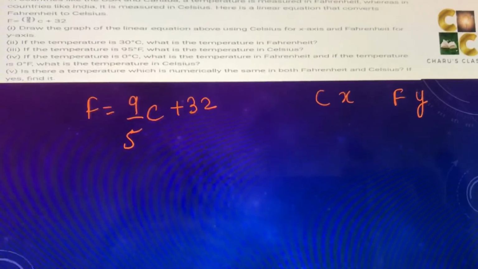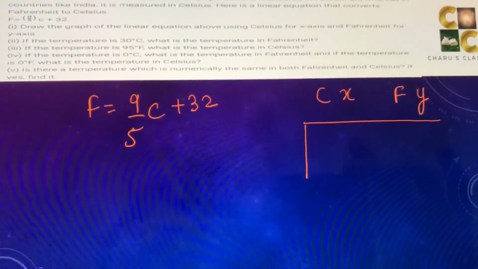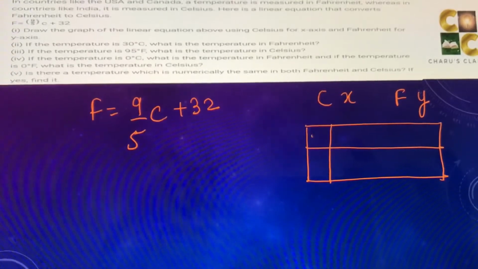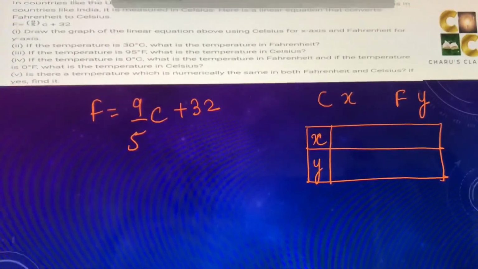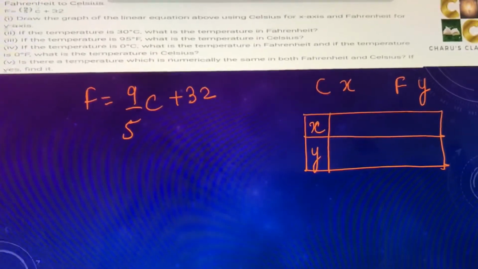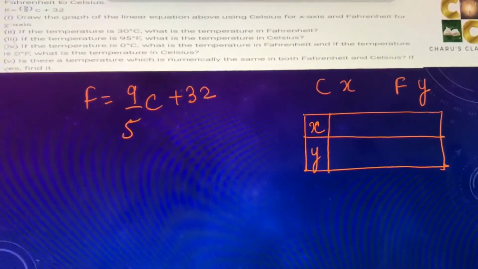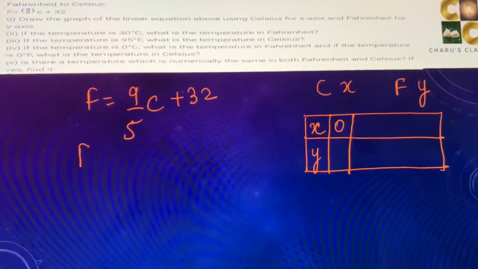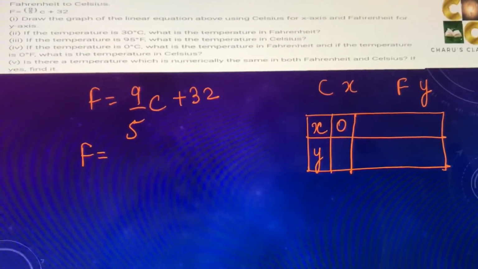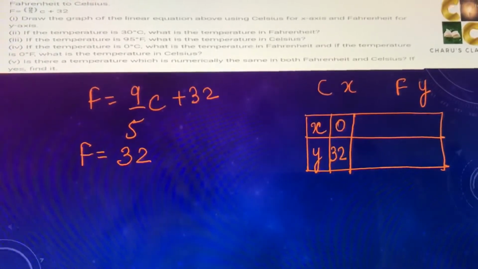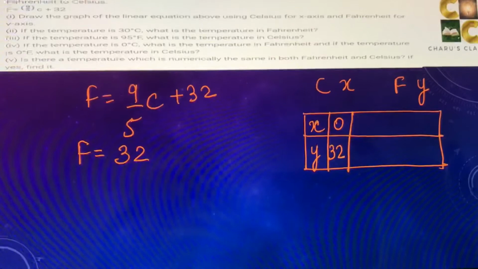Now in this, we are going to take different values of C to get different values of y or the Fahrenheit. So in this case, let's take C as 0 first, that means the x as 0. So if I take x equal to 0, 9 by 5 into 0 plus 32, my value of y or Fahrenheit will be 32 Fahrenheit.